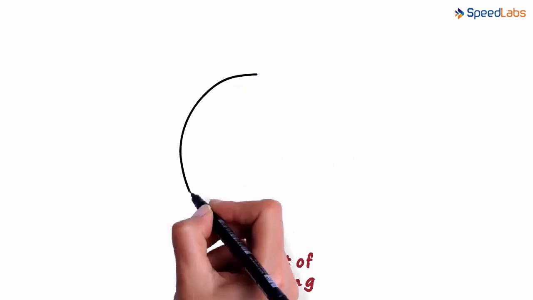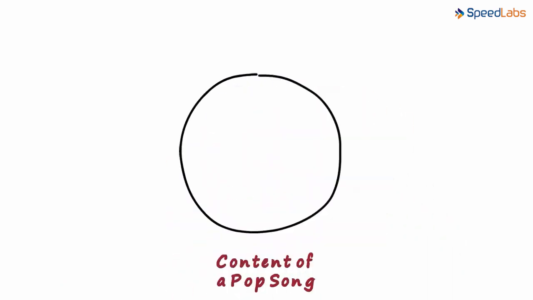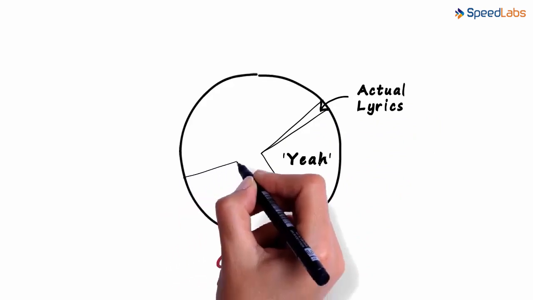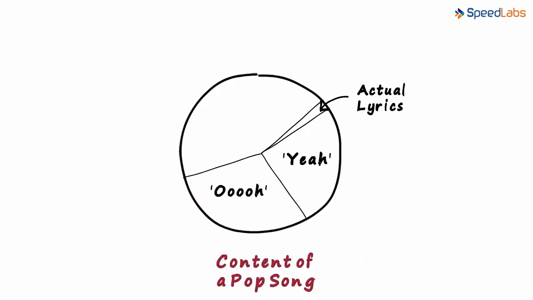A few people were asked to categorize the content of a pop song. A circle was drawn to represent the entire content. Around 2% was actual lyrics. 25% was the word yay. 30% was the word ooh. And the remaining was the word baby.